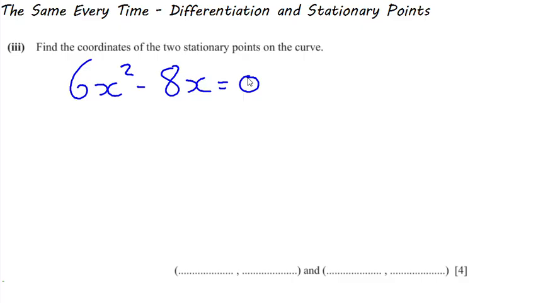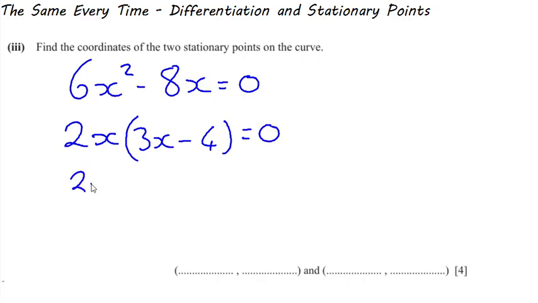Common factor for the numbers, 6 and 8, I'm thinking 2 is the biggest common factor. And x squared and x to the power 1, common factor would be the lowest power of x. So 2x multiplied by what makes 6x squared? 3x. 2x multiplied by what makes negative 8x, would be negative 4, wouldn't it? So we have 2 possibilities here, either 2 times x equals 0 or 3x minus 4 equals 0. Now if 2 times x equals 0, then x must be 0. So our first possible x value is 0.